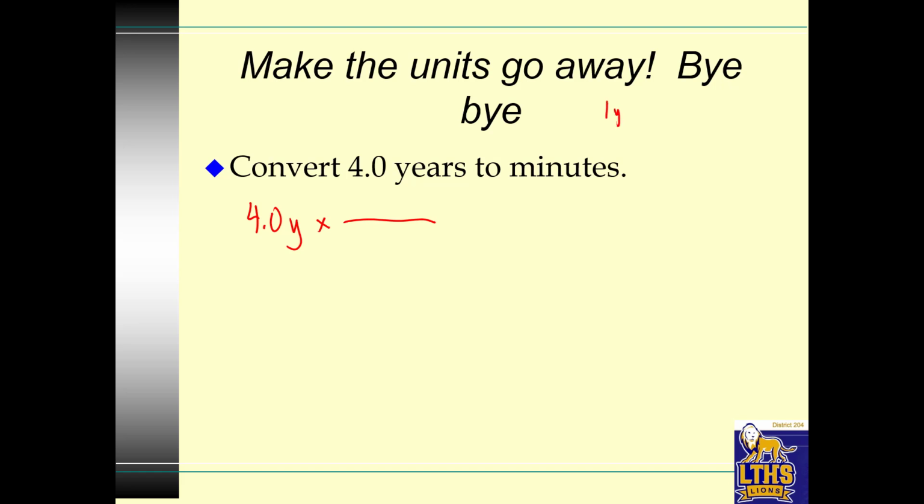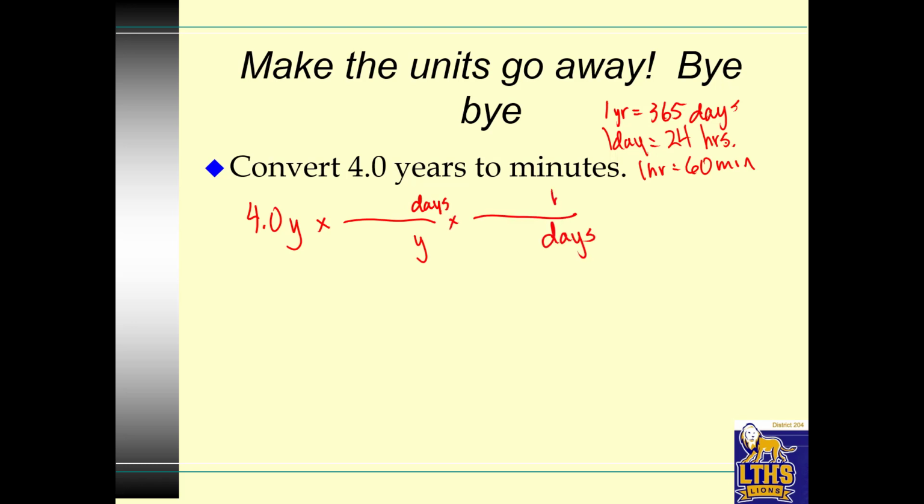So I know that 1 year equals 365 days, and I know that 1 day has 24 hours. So what I'm doing is I'm writing down things I know so that I can use them as conversion factors. Okay, so these are all true statements. So if I'm starting with years and I want to get rid of years, I put it on the bottom of a fraction that I'm going to multiply by. And I'm going to change those years into days. And then I'm going to get rid of those days by putting it in the opposite place and change it into hours. And then I'm going to get rid of those hours by multiplying by a factor that changes it into minutes.